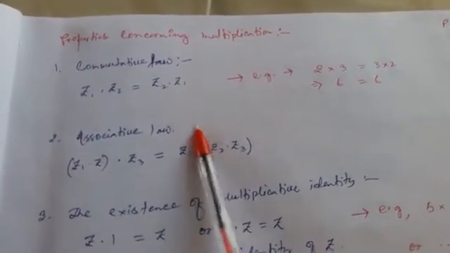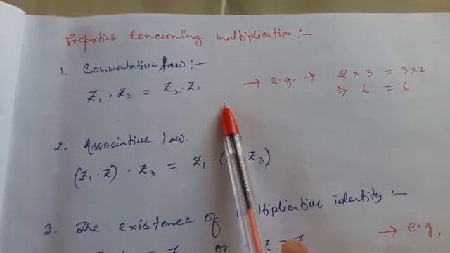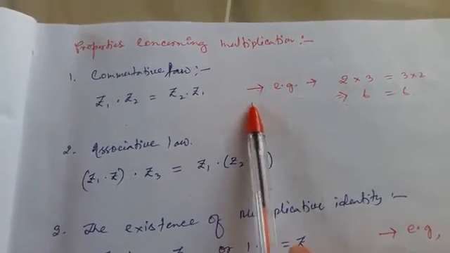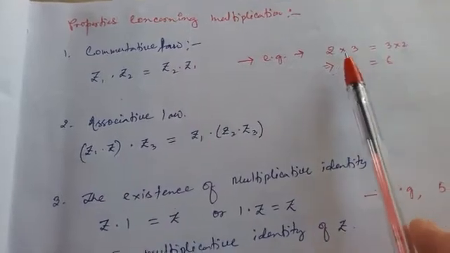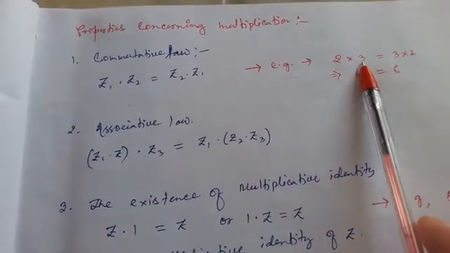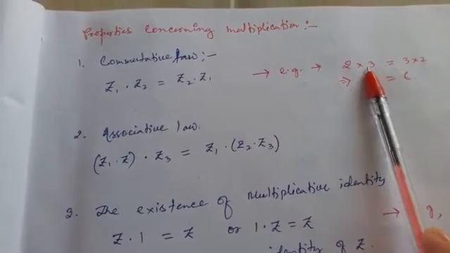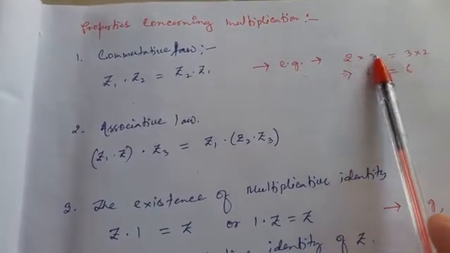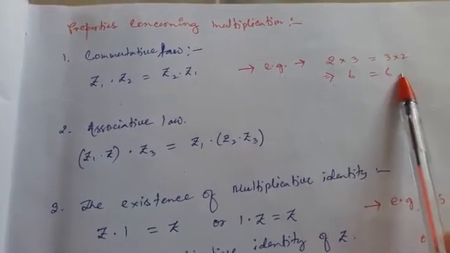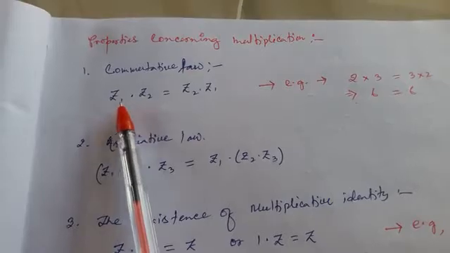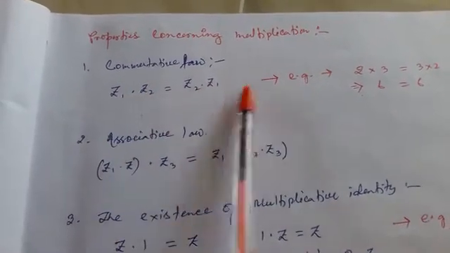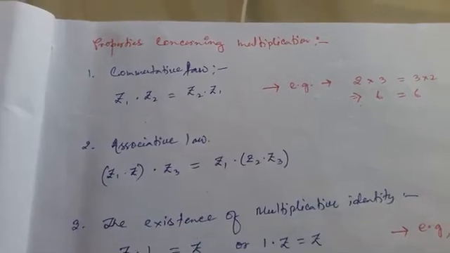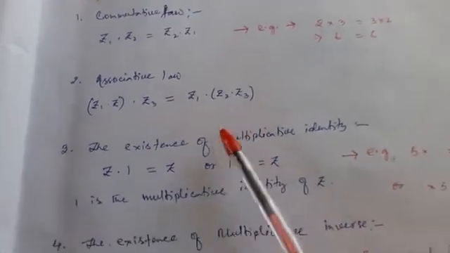Then, properties of multiplication of two complex numbers. The first is the commutative law. Like before, the multiplication of two numbers, suppose 2 into 3. Then interchanging their places, 3 into 2, their value will be the same. This is the commutative law. Z1 into Z2, let's change their places, Z2 into Z1. The answer will be the same. Associative law, this we may already know.